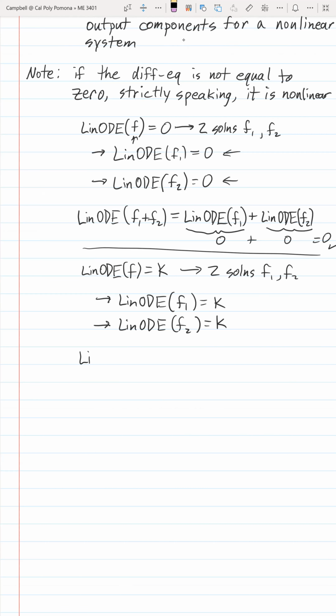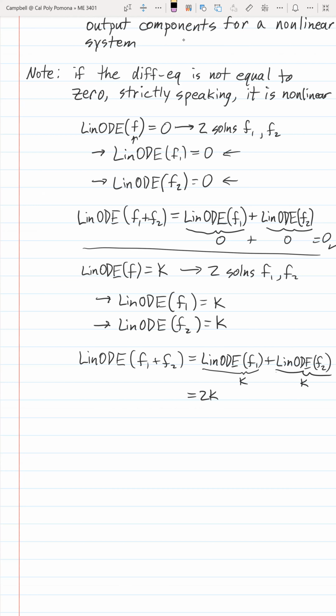But you can immediately see that it doesn't strictly, so even though we would call this a linear ordinary differential equation, it doesn't strictly meet the requirements and the properties of being linear. Because, of course, here I can write out ODE F1 plus ODE F2. This one is equal to K. This one is equal to K. What's our output? 2K, whereas the original ordinary differential equation had K.